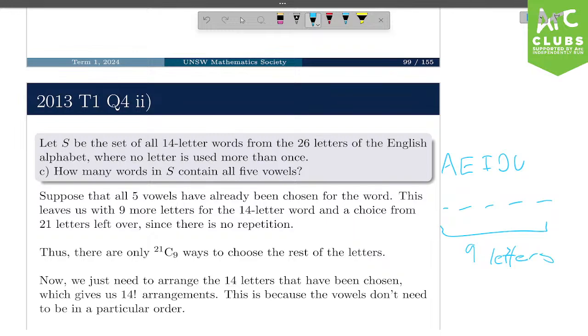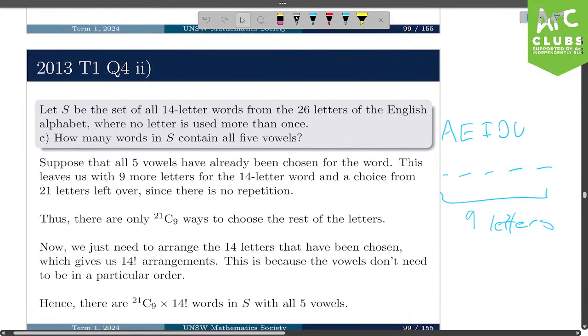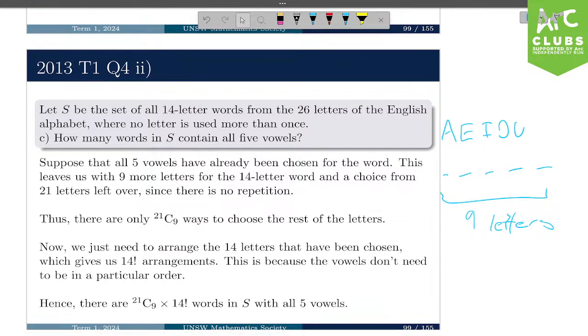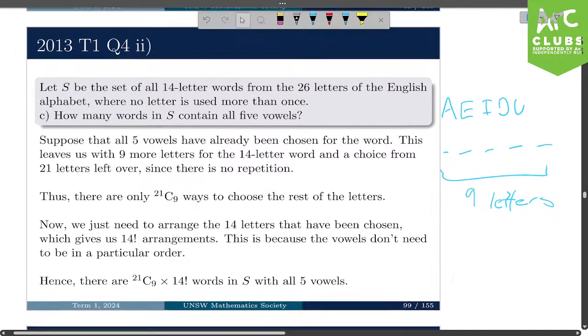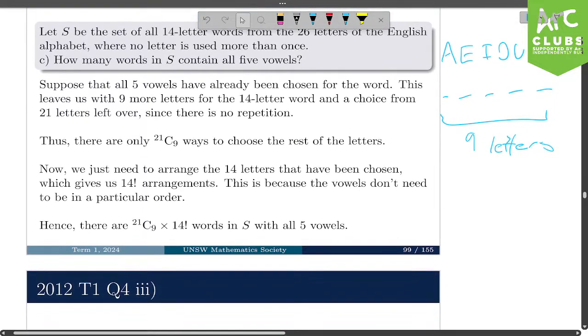So how many ways are there to choose the 9 letters? There's 21 letters left. We want to choose 9 of them. So that's 21 C9 ways to choose the rest of the letters. And in terms of orientation, we don't care about where these vowels are placed, as long as it contains the vowels. So we just need to arrange the 14 letters. So that's 14 factorial different arrangements. So hence there's 21 C9 times 14 factorial words in S with all 5 vowels. Is that clear?